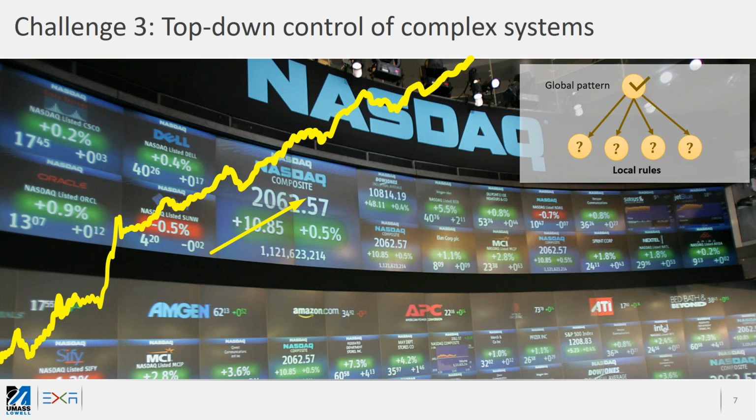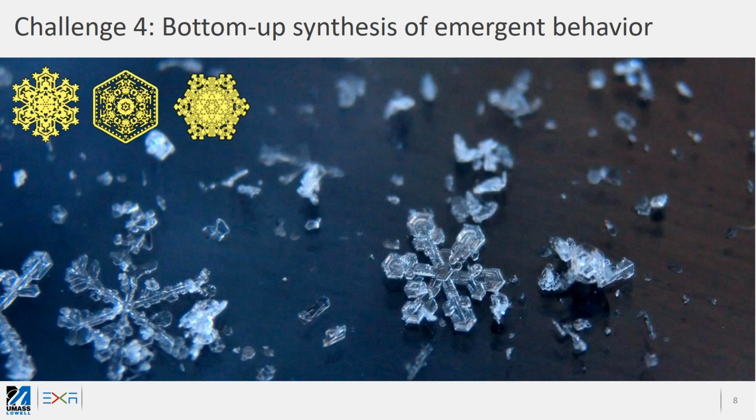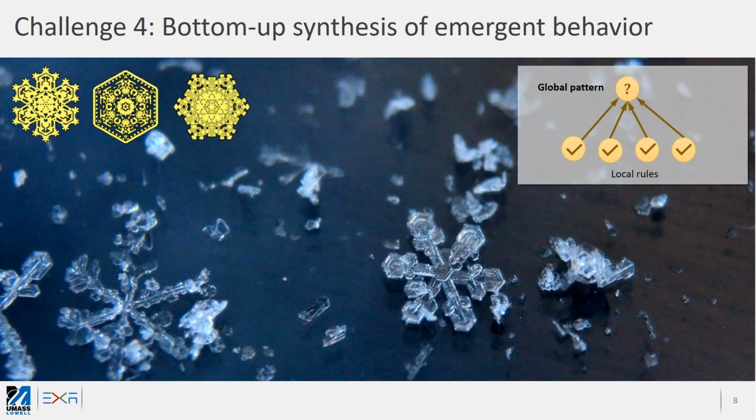The fourth challenge is the inverse problem of this, where we know the local rules. So we know how the individual molecules of water, let's say, interact, but can we predict what kind of global pattern will form? As we've probably all heard, no two snowflakes are alike, but at the very bottom, the interactions between the water molecules are essentially identical. So how can we predict what kind of emergent behavior will happen?